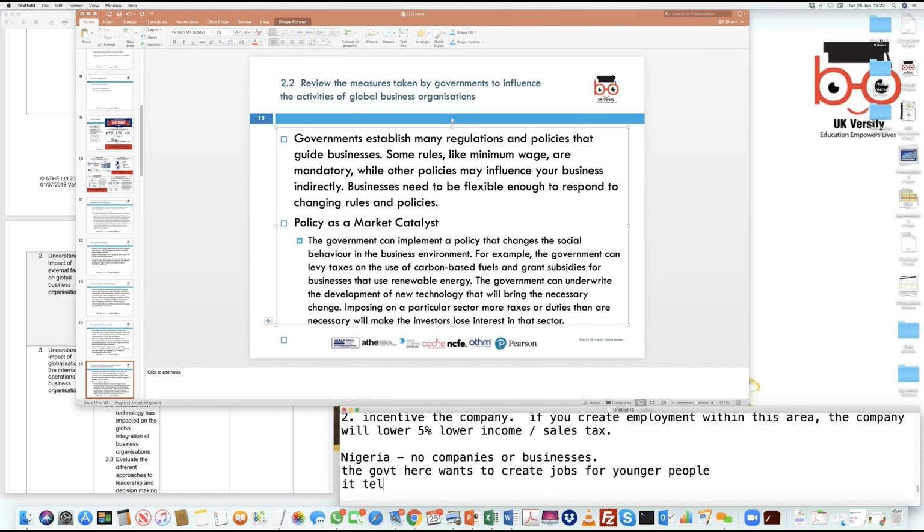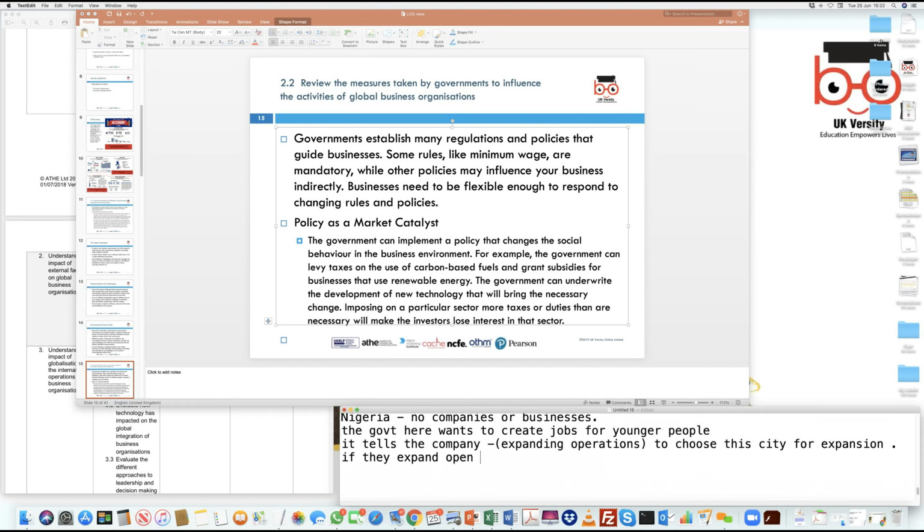So what it does is it tells the companies who are looking at expanding business, expanding operations, to choose this city for expansion of their operation. So if they expand and open operations in this city, then the government is going to offer sops or incentives as we call them. And that could be in the form of lower tax.